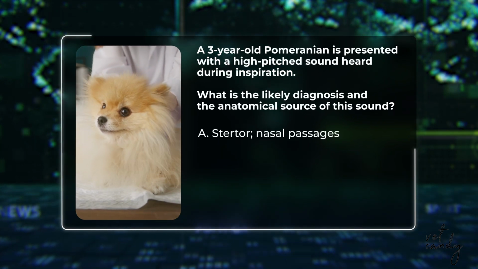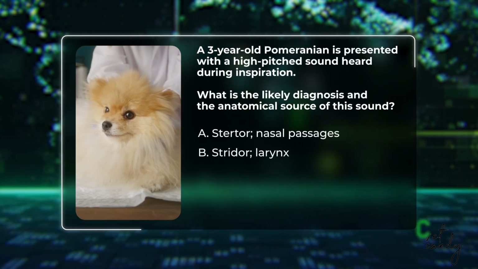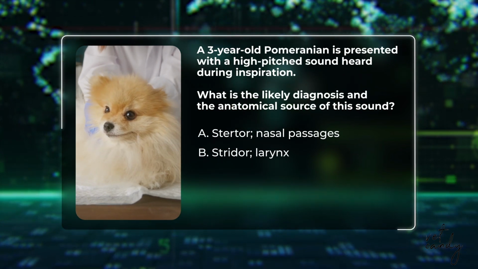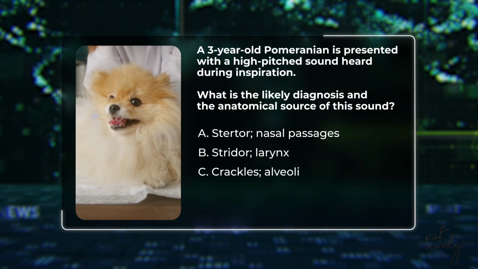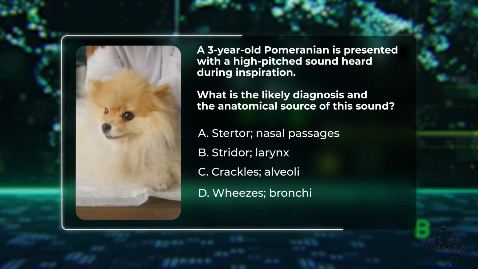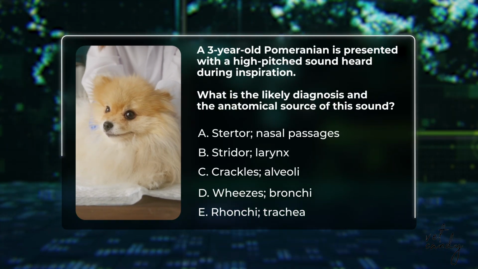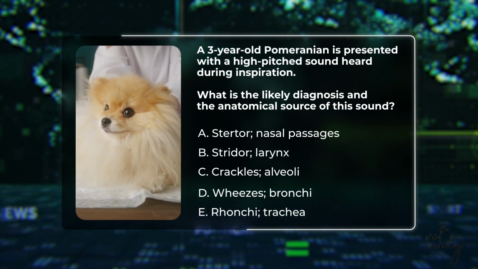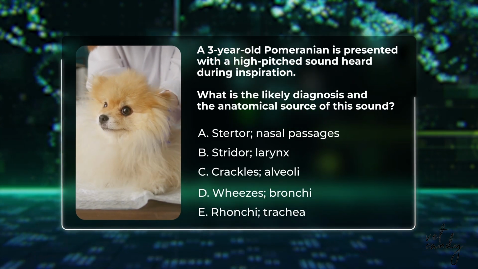Is it A, stridor and nasal passages? Is it B, stridor and larynx? C, crackles and alveoli? D, wheezes and bronchi? Or E, rhonchi and trachea? Take a minute to think about what answer you'd like to choose and drop it in the chat box below.